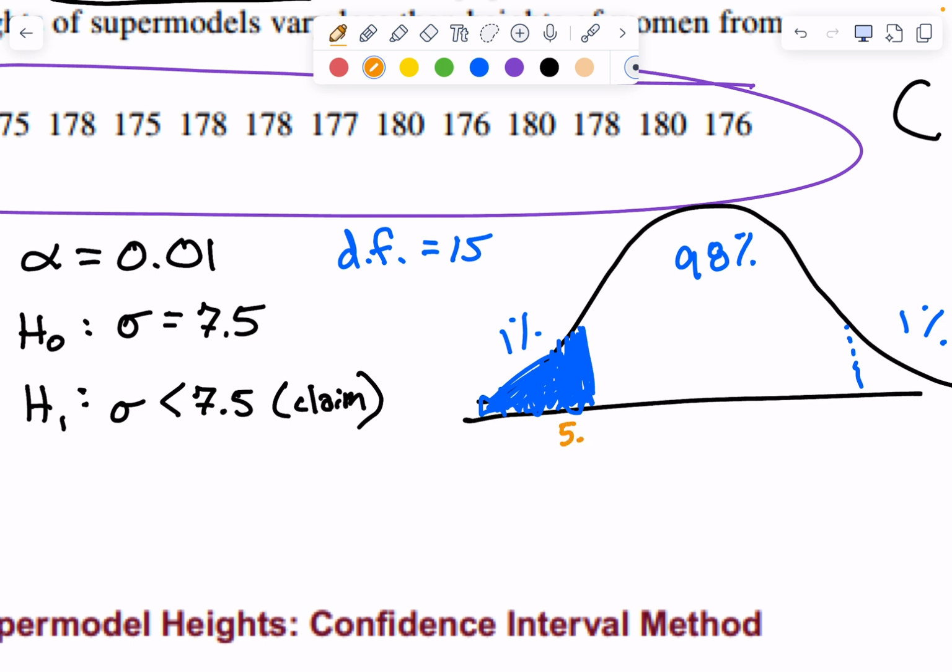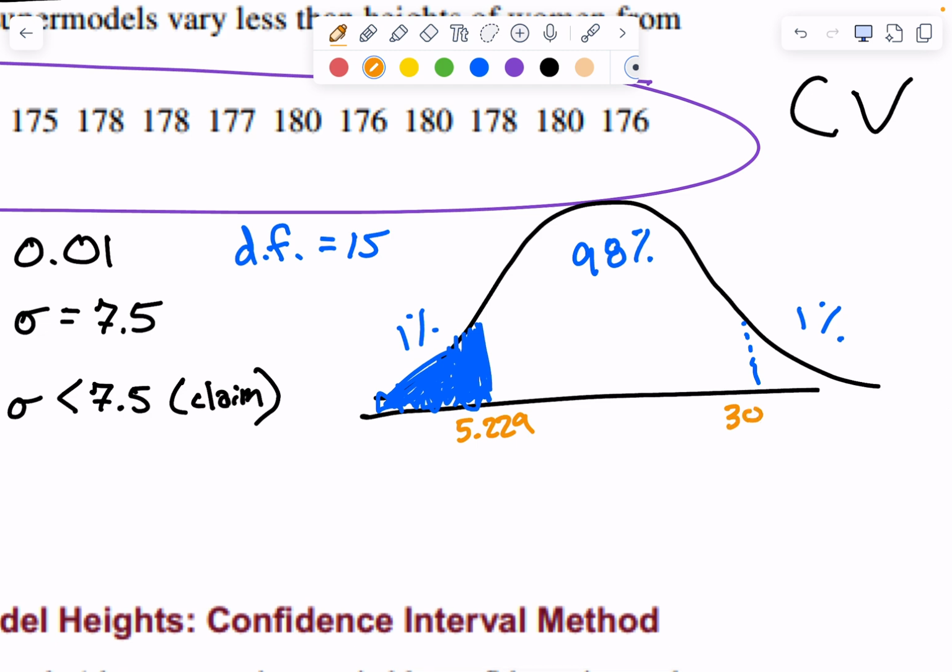5.229. Okay. And 30.578. Yep. Okay, now we don't care about the 30.578 because that's not going to be on my radar, but I always mark both of them just because. So we're really going to be comparing to the 5.229, right? Okay.